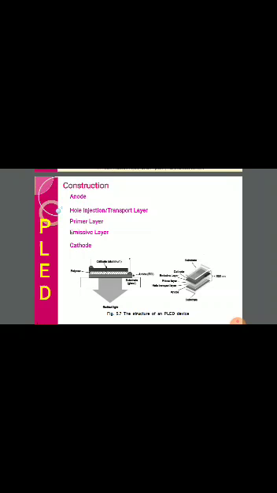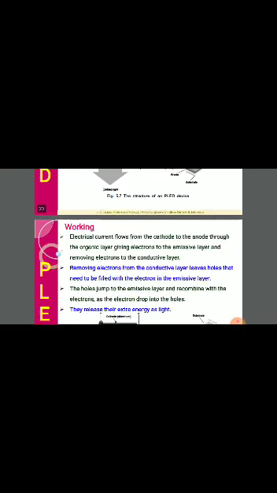Construction: similarly, we see the diagram here, layer by layer. What are the layers we can see here? Initially the substrate and then the anode, and then the hole transport layer, the primary layer, the emissive layer, the cathode. These are the different layers. From the exam point of view, if you draw the diagram, just note down the parts, then explain that. That is called construction. Nothing to worry.